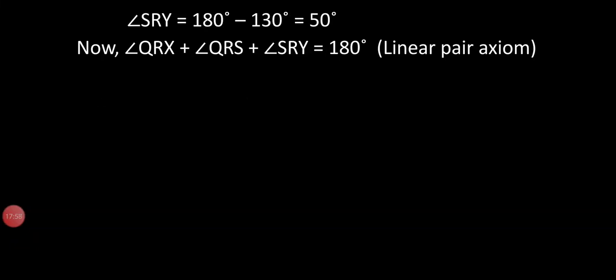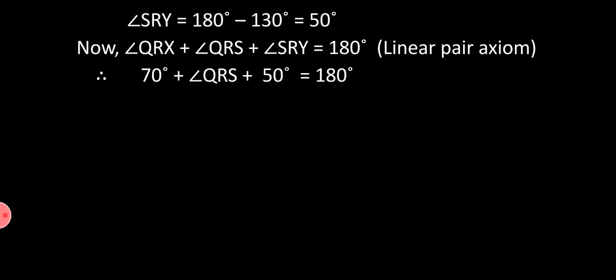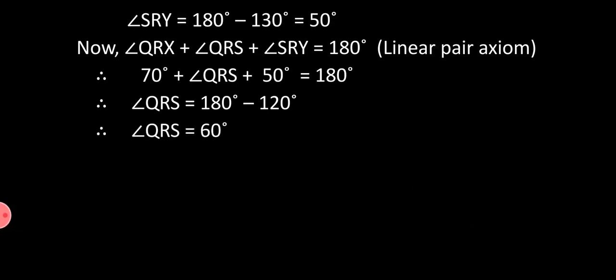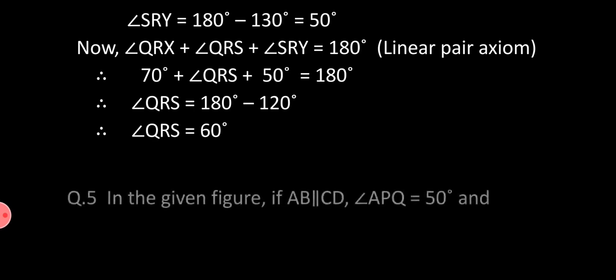Inserting the values of angle QRX and angle SRY, we get 70 degree plus angle QRS plus 50 degree equal to 180 degree. Therefore, angle QRS equal to 180 degree minus 120 degree, that is angle QRS will be equal to 60 degree. Question number 5.